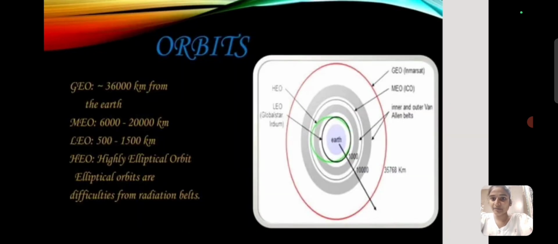Now let us see orbit. There are four types of orbit: GEO, LEO, MEO, and HEO, where you can see the image. First one is GEO, which is 36,000 kilometers from the Earth, and MEO is 6,000 to 20,000 kilometers from the Earth. LEO is 500 to 1500 kilometers, and HEO is nothing but a highly elliptical orbit. Here you can see the image of HEO, LEO, GEO, and MEO with their distances from the Earth.